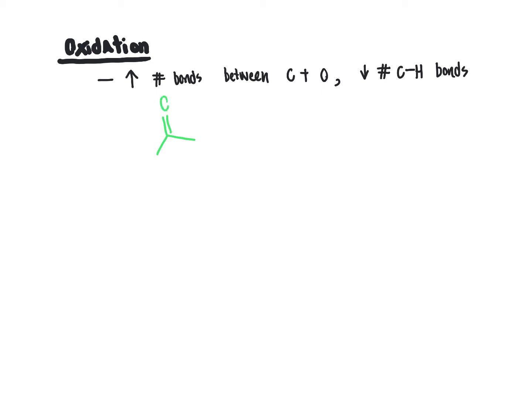And so if we were to look at two substances side by side, say we had this aldehyde molecule relative to an alcohol molecule. So in both cases, we have a 2-carbon aldehyde and a 2-carbon alcohol. We would describe the aldehyde as being the more oxidized molecule because the aldehyde has 2 carbon-oxygen bonds versus the alcohol only has 1 carbon-oxygen bond.